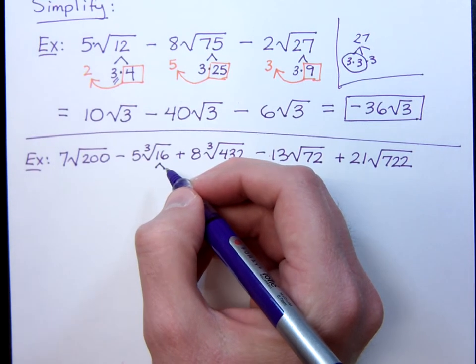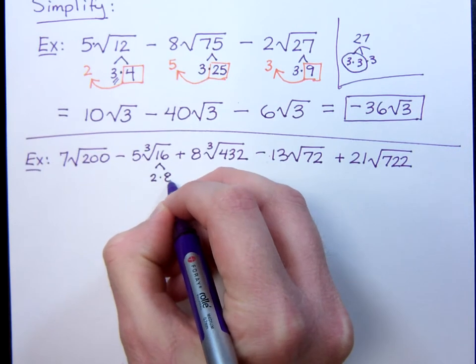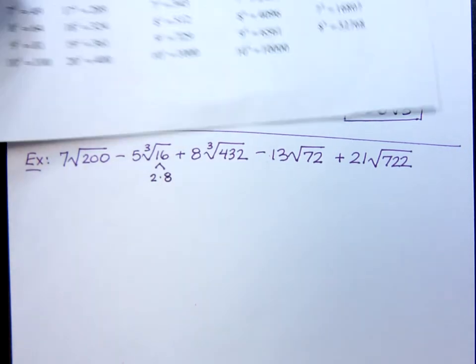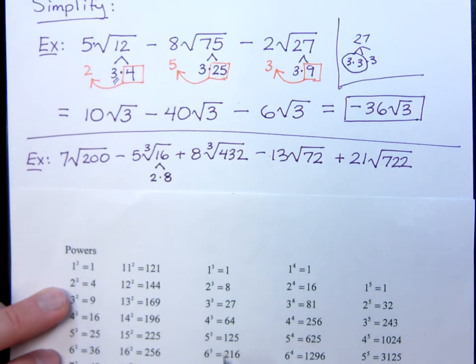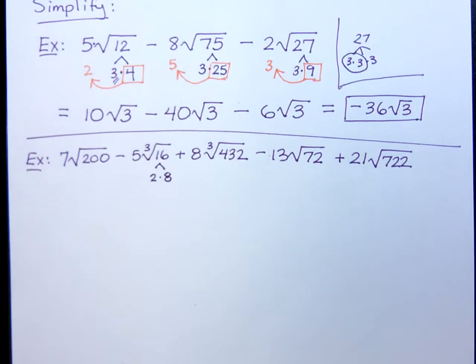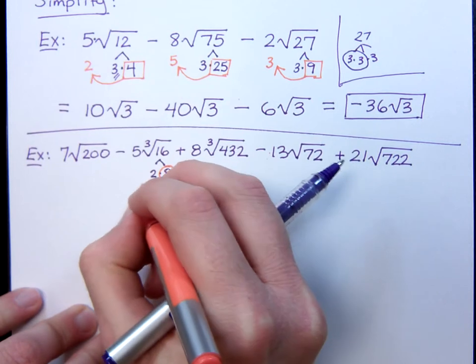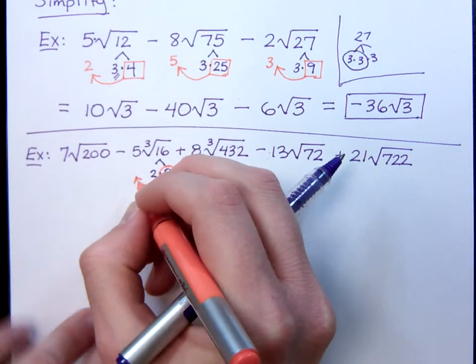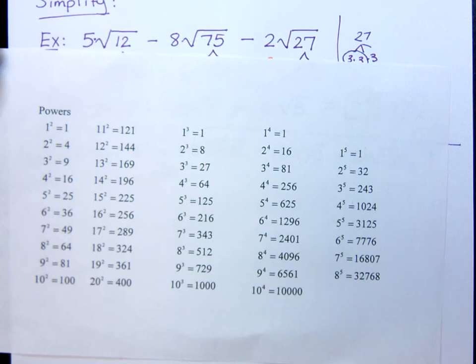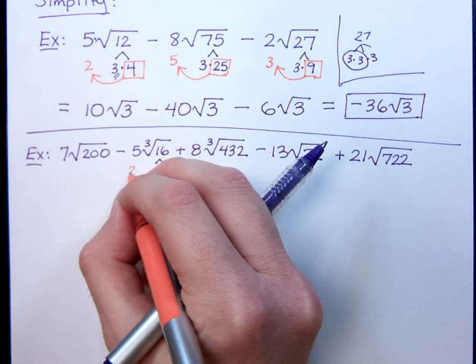What sounds good? 2. 2 is not a perfect cube. 4 is not a perfect cube. And 8. But if I write this as 2 times 8, isn't 8 a perfect cube? You know it is, because it's right here on my list of cubes. Press pause, write them down, you got your power sheet. The cube root of 8 is 2.